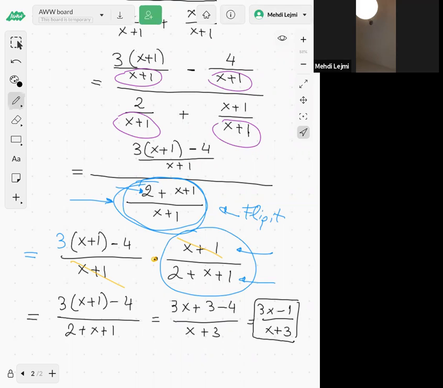So don't forget the common denominator, guys. Whenever you have a sum or subtraction of fractions, you need the common denominator. If you don't do the common denominator, then for sure the answer is incorrect.